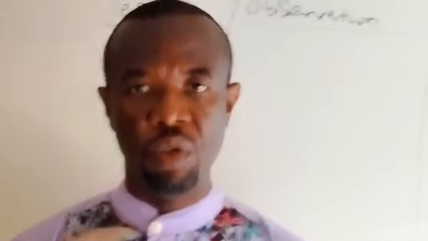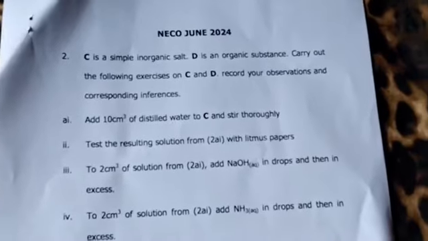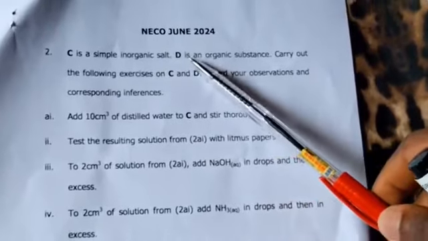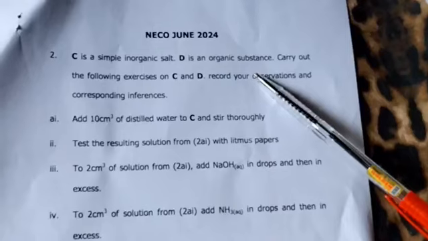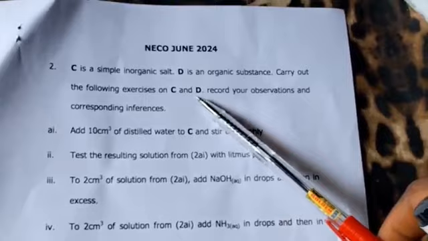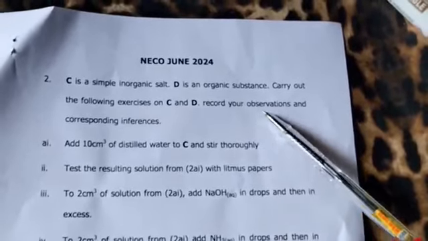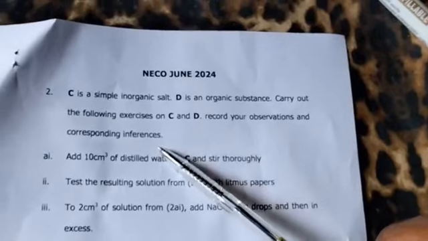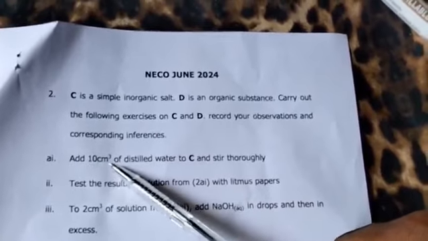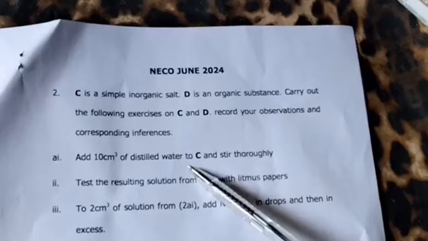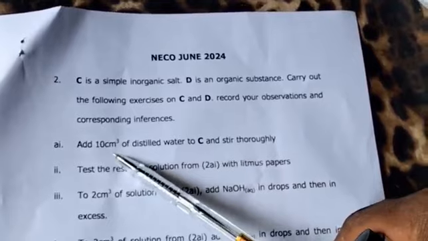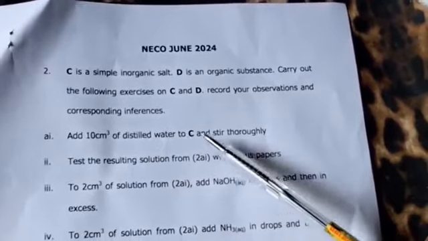So let's go straight to the question. C is a simple inorganic salt. D is an organic substance. Carry out the following exercises on C and D. Record your observations and corresponding inferences. Question 2AI: Add 10 cm cube of distilled water to C and stir thoroughly. I repeat, add 10 cm cube of distilled water to C and stir thoroughly.